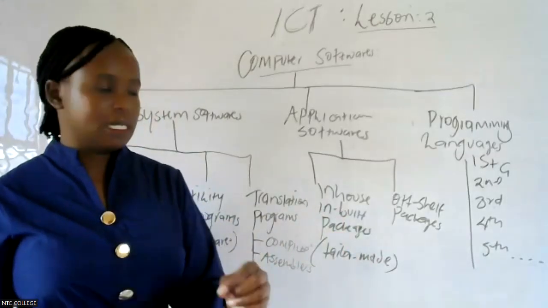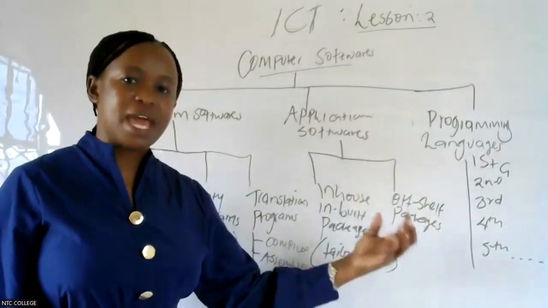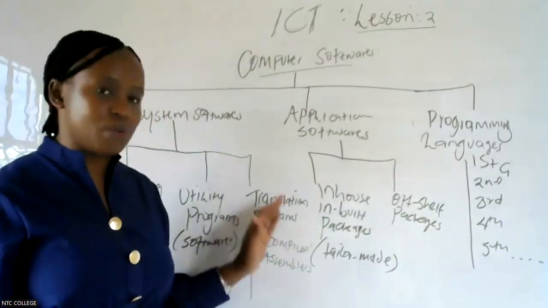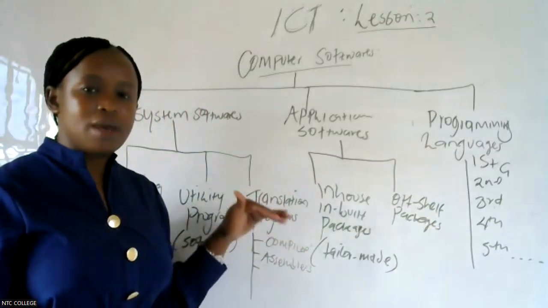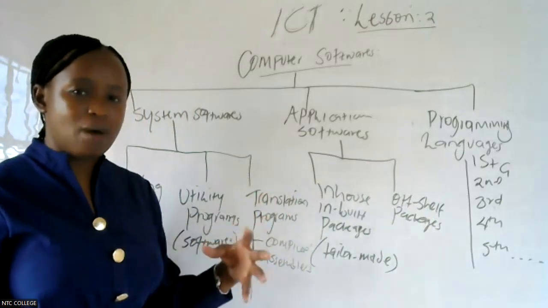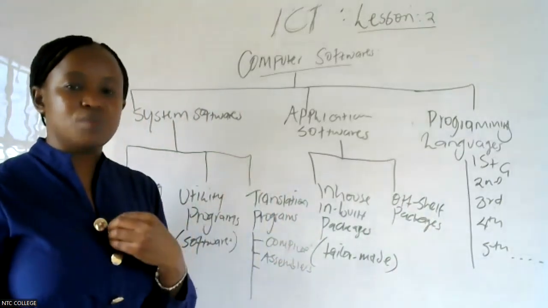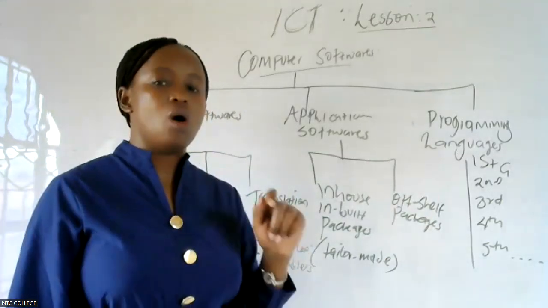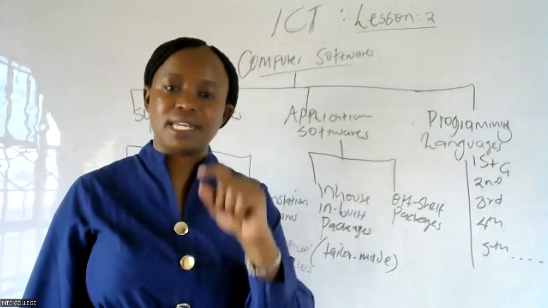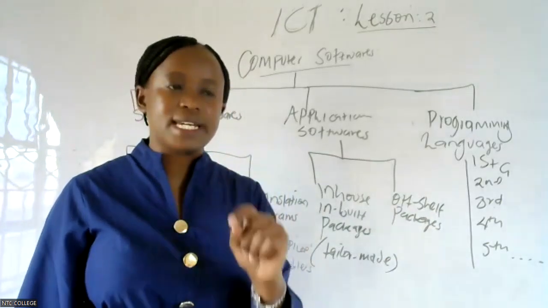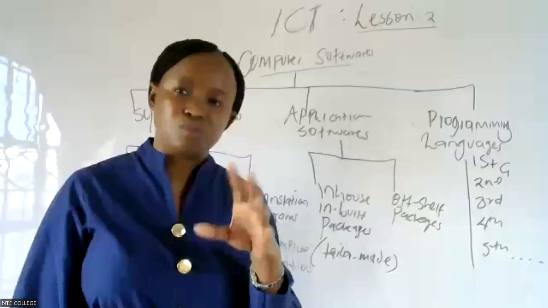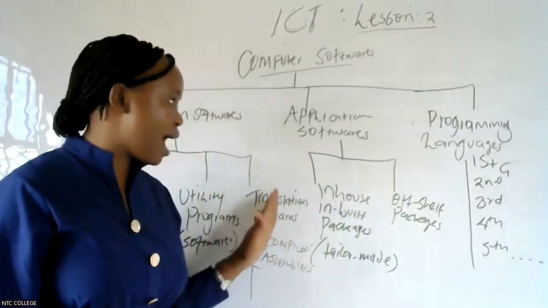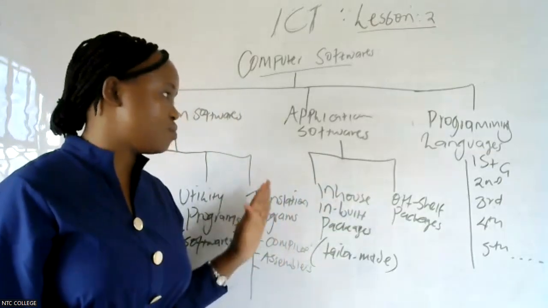C-O-D-E, source code. So these languages needed to be picked up by software, by a translation mechanism, which can pick it from my own human input and convert it into a machine input, or into what a machine can understand for it to execute, to manipulate or to process. So that is where we have the translation programs.